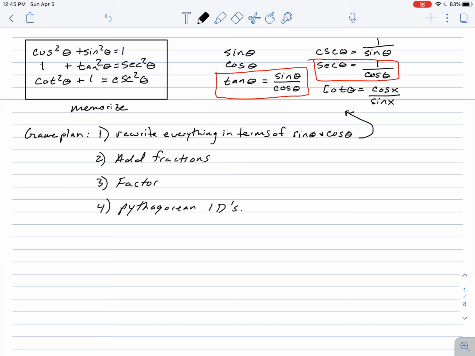Okay, so the way the Pythagorean identities will work is that you can substitute one side of the equation for the other. So for example, if I had a problem that had a secant squared in it, instead of secant squared, I could write 1 plus tangent squared. See, I'm swapping one side of the equation for the other side of the equation. And that's how we'll use those. I'll show you in an example later.